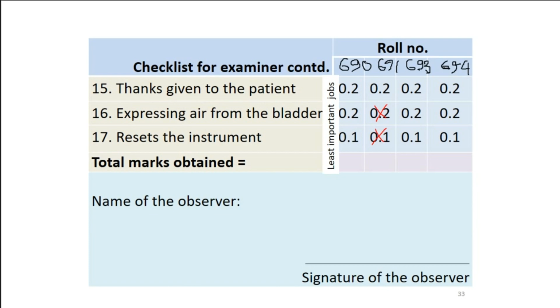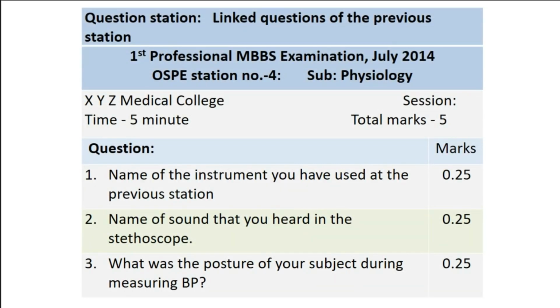Total marks obtained, name of the observer, signature of the observer. Question station, linked questions of the previous station. First professional MBBS examination, July 2014. OSPE station number 4. Subject: Physiology. XYZ Medical College. Time 5 minutes. Total marks 5.